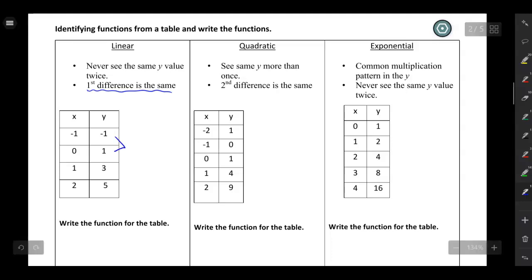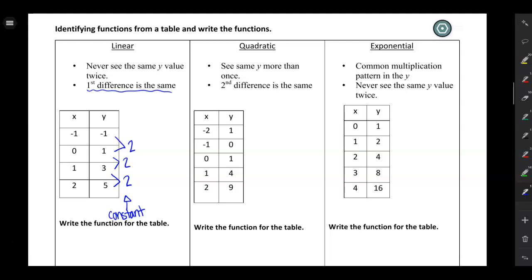So the difference between -1 and 1 is 2. The difference between 1 and 3 is 2. The difference between 3 and 5 is 2. So this 2 right here is constant. That means the first difference is constant, or the same.